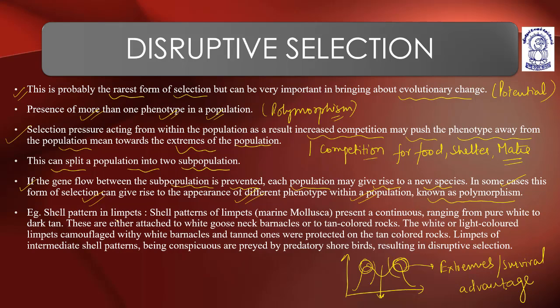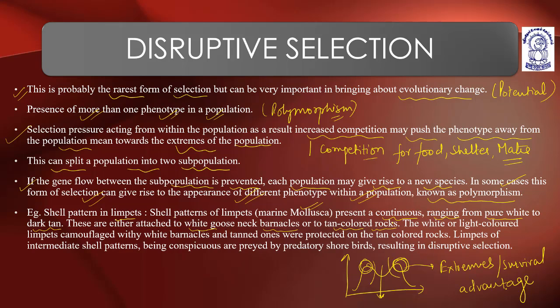Example is given, shell pattern in limpets. Shell patterns of limpets, which are marine mollusks, present a continuous range from pure white to dark tan. These are either attached to the white gooseneck barnacles or to tan colored rocks. The white or light colored limpets camouflage with white barnacles and tan ones are protected on the tan colored rocks. So both on the tan colored rocks and the white barnacles, they are getting the survival advantage.